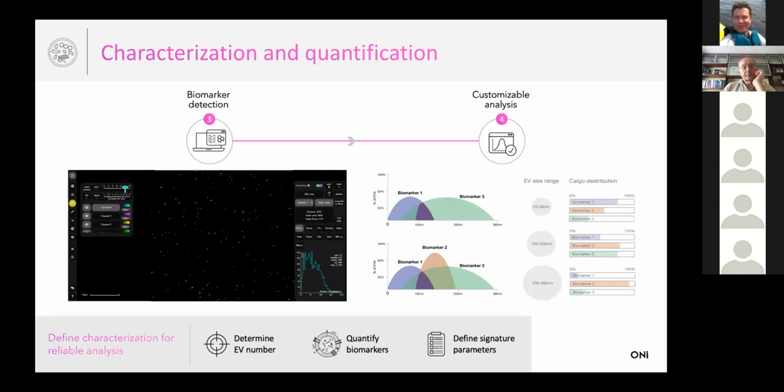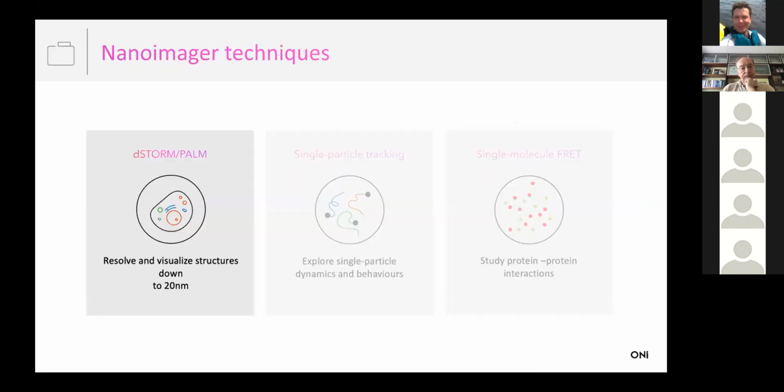Importantly, what we're creating here is a really friendly user interface, meaning that we can generate results and worry less about the complex mathematics that is going on in the background. So with such a tool, the nanoimager really becomes a platform to study EVs like no other. Now, we've discussed a lot of DStorm and PALM imaging, but the nanoimager isn't just restricted to fixed samples. It supports live cell imaging.